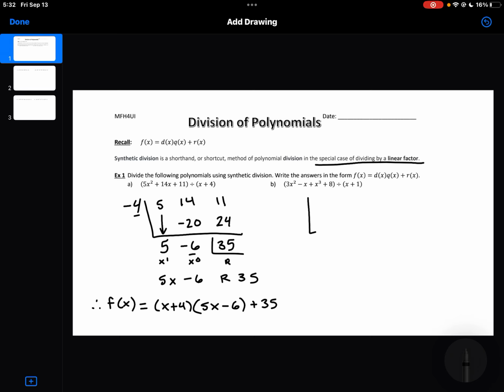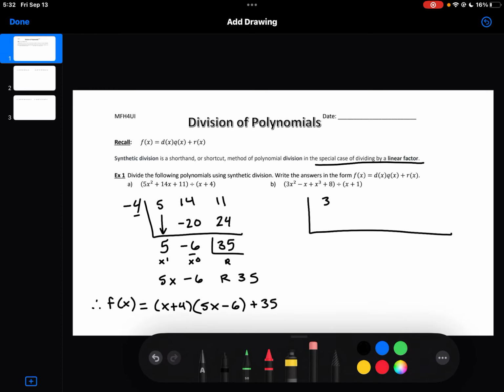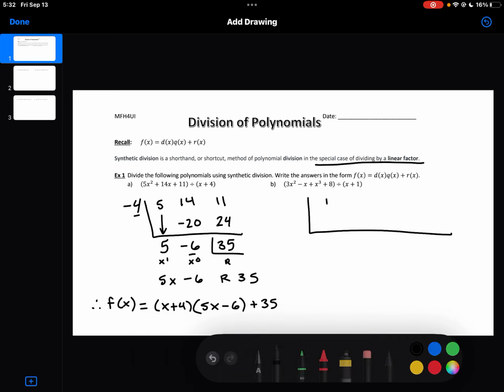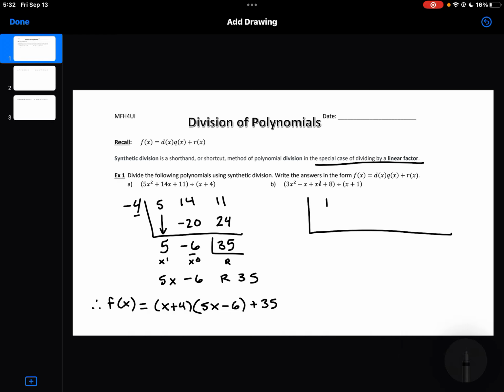Let's try another example. I'm going to set up my division statement, set up my coefficients, and I'm going to make sure that I put them in descending order. So my first one is a 1, goes with that x cubed. Then I've got 3, minus 1, and 8. And then I'm going to take my 0 of my divisor, so minus 1. And then I'm going to repeat the process.